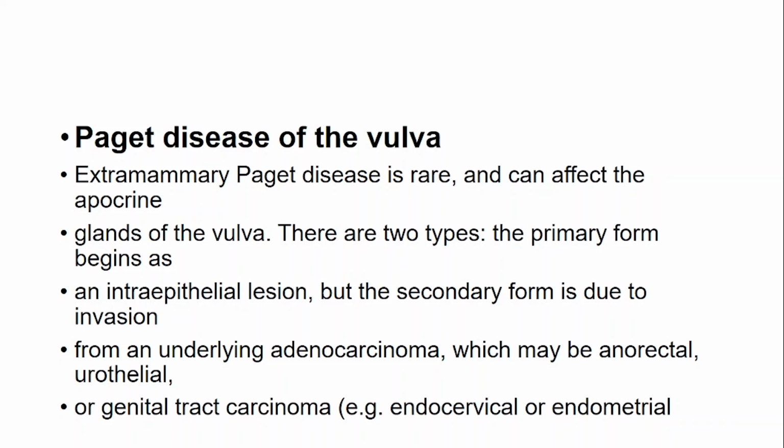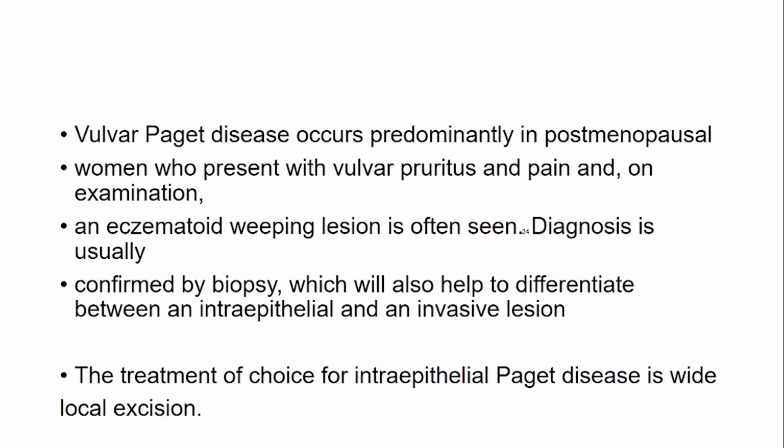Independent of chosen treatment and margin status, there's a risk of recurrence of up to 30 to 40%. Therefore, close follow-up is recommended in these women for at least 2 to 3 years. We must mention before we go Paget's disease of the vulva, which is a high-grade intraepithelial neoplasia. It is rare, but it can affect the apocrine glands of the vulva. There are 2 types: the primary one that begins as an intraepithelial lesion, and the secondary one that begins as an underlying adenocarcinoma, which may be endorectal, urothelial, or genital tract carcinoma. We are concerned with the intraepithelial lesion.